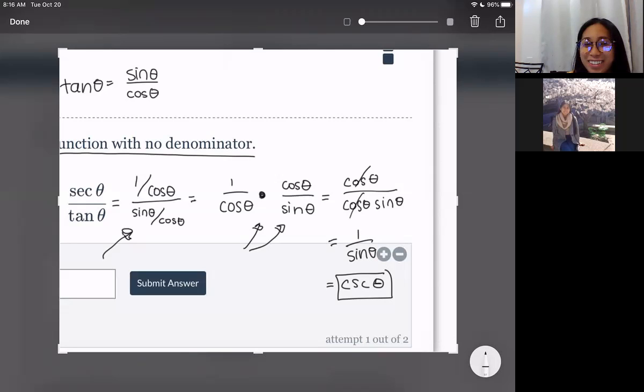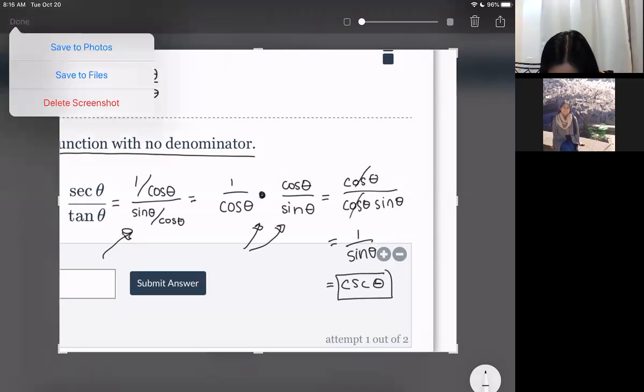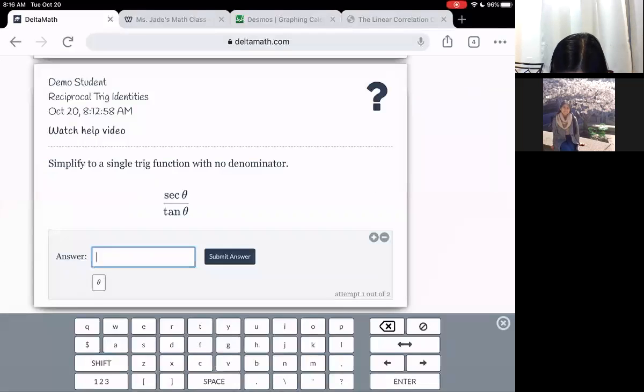Okay. If you do, interrupt me, but I don't hear or see anything. Cosecant, that's not how you spell cosecant, there we go. Cosecant theta.